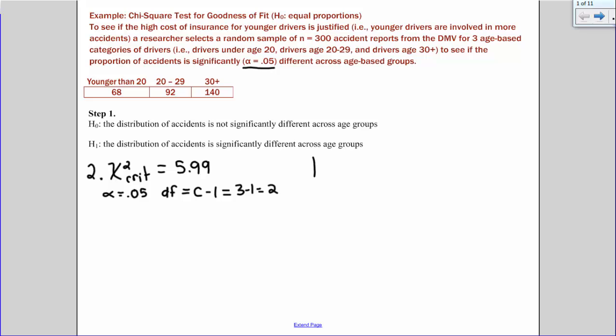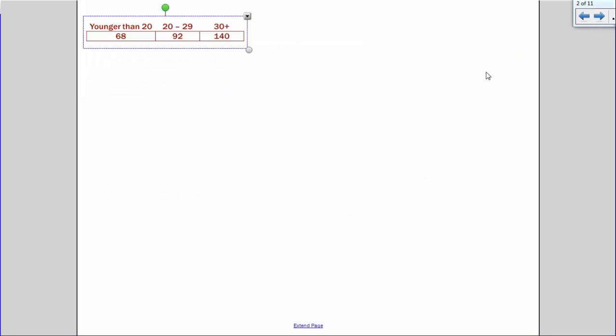So if we drew our chi-square distribution, it would look like this. Remember, it's a positive skew. 1 is right here. And then 5.99 represents the cutoff or the start of this rejection region or the critical region. So if we have a chi-square that we calculate in step 3 that's 5.99 or above, we can reject the null hypothesis and conclude that the distribution of accidents is significantly different across age groups. So now let's do our calculations to find out if we can in fact reject the null hypothesis. And let's do those over here.